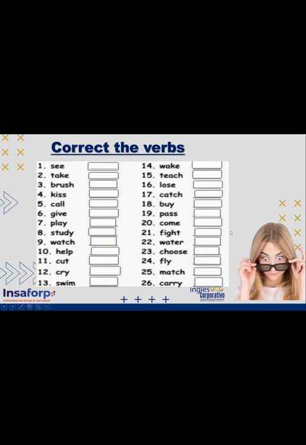22. Waters. 23. Chooses. Very good. 24. Flies. 25. Matches. All right. So we're going to move forward, guys. Due to the time, because we don't have enough time right now.